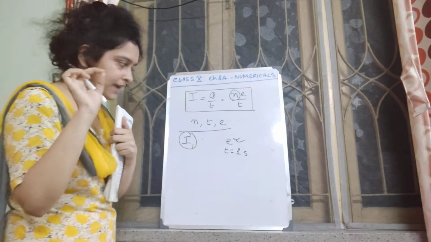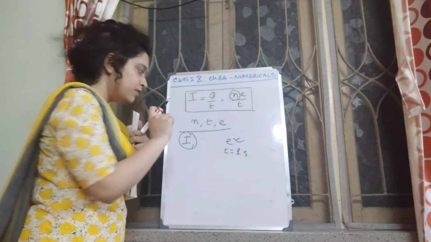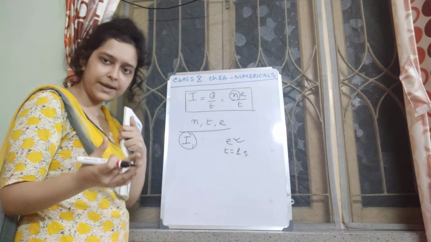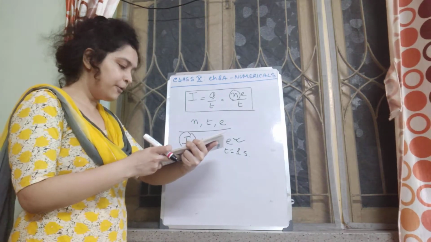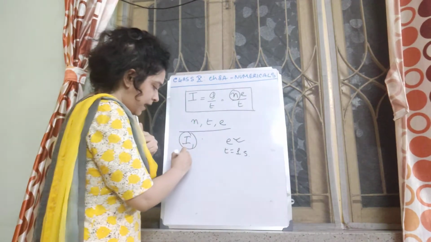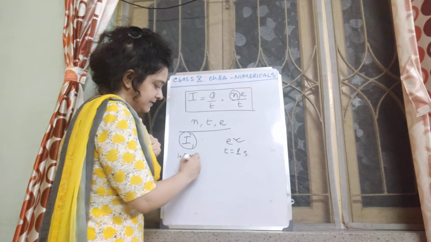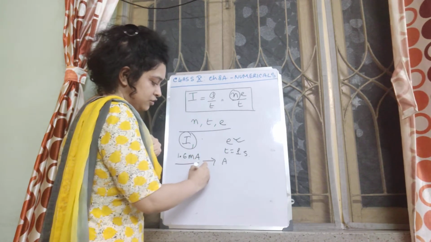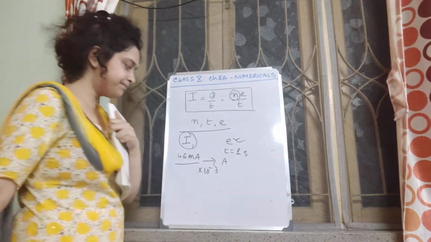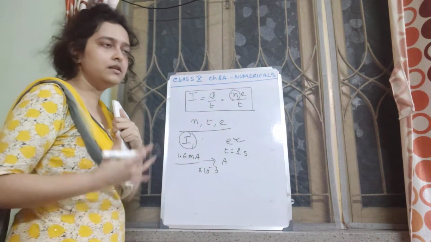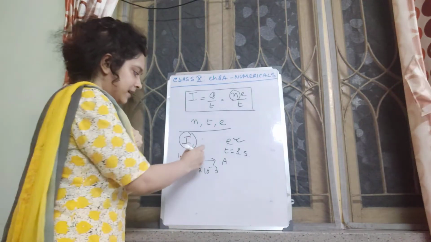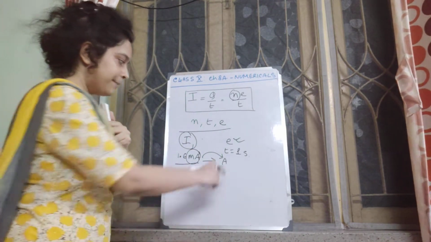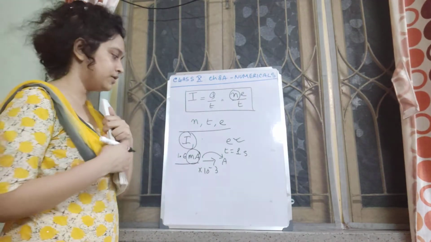But what I want to just mention, when you are doing this, convert milliampere to ampere, okay? It's given as 1.6 milliampere, so you have to convert to ampere. That means into 10 to the power minus 3, that is, you are dividing by 1000. Milliampere to ampere, into 10 to the power minus 3. And ampere to milliampere, obviously, into 10 to the power 3.